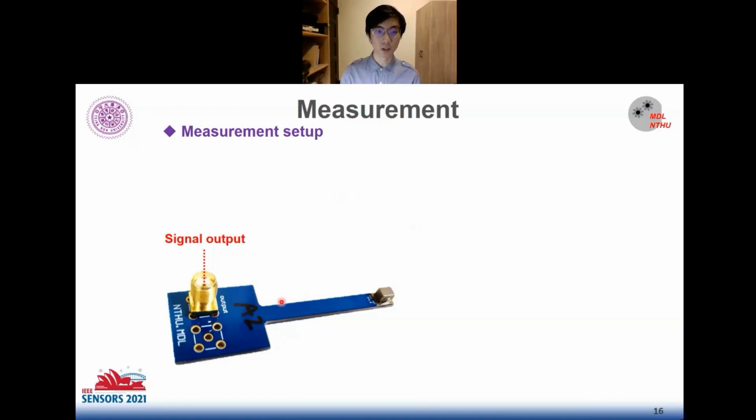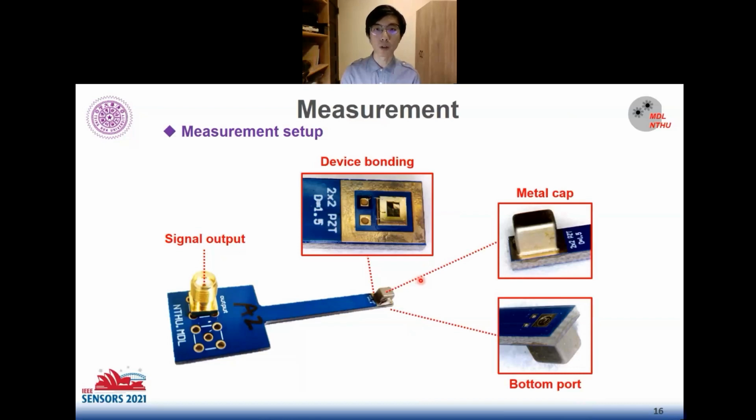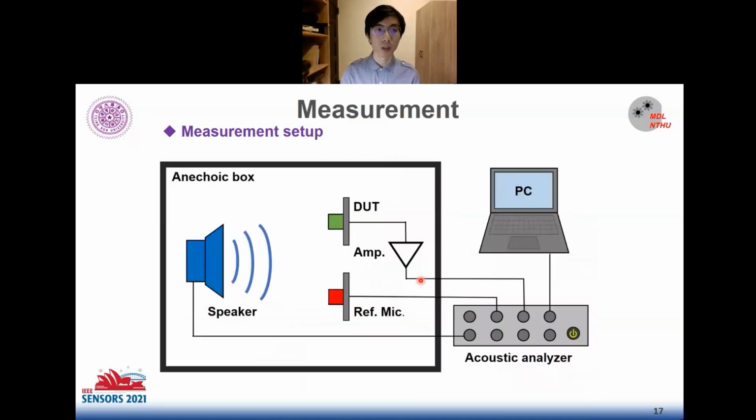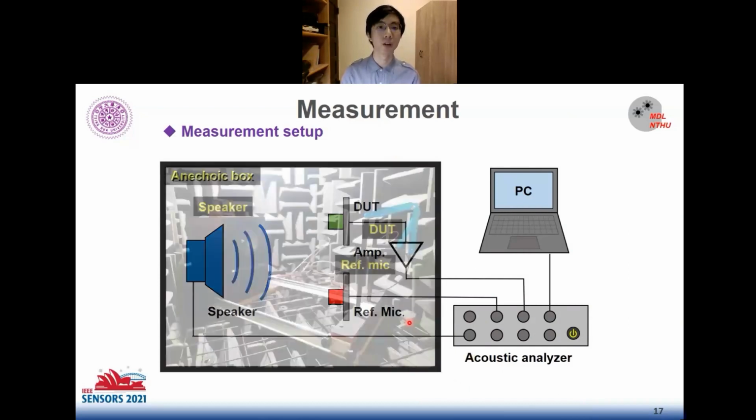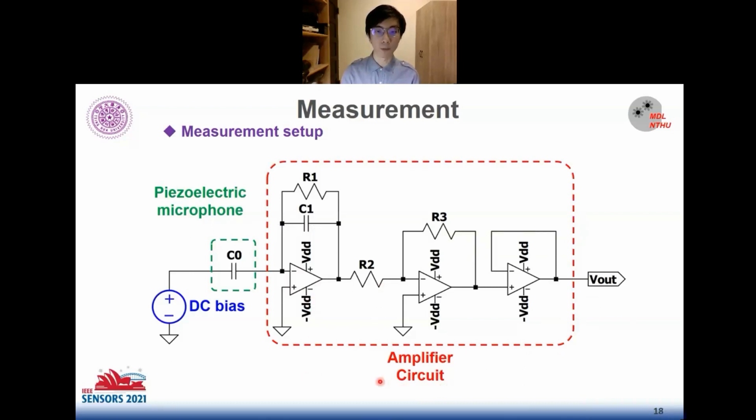The device will be bonded on the designed PCB and capped with a metal cap to form the back chamber of a MEMS microphone. And the acoustic measurement is set up in the anechoic box with a reference microphone. The picture of the anechoic box shows that the device under test and reference microphone are placed 50 cm away from the speaker. After going through the amplifier circuit, we can detect the final voltage output. And we can also apply DC bias on the piezoelectric microphone to suppress the stress-induced warpage.